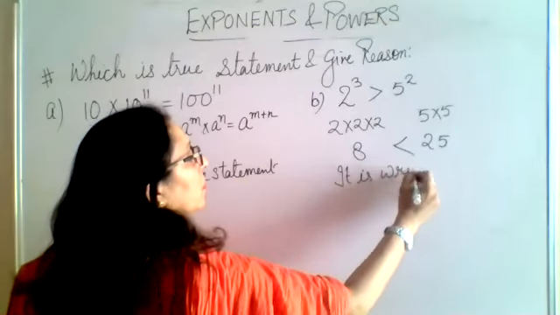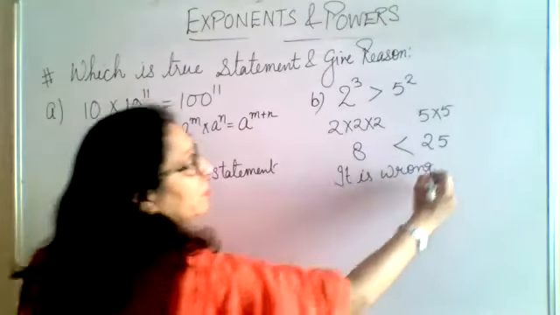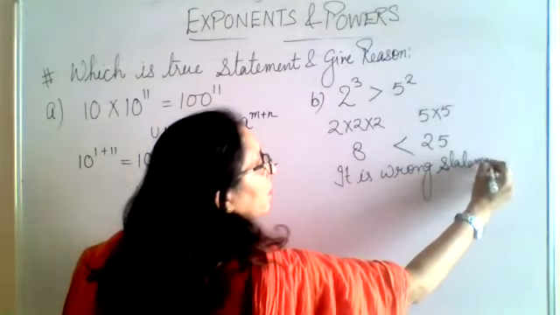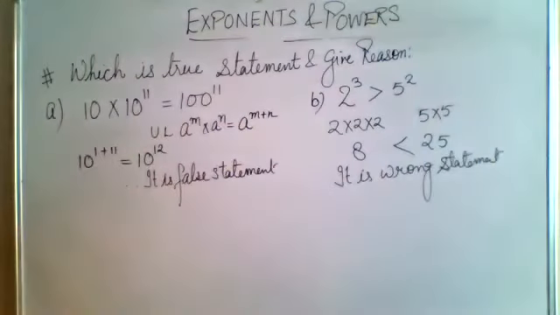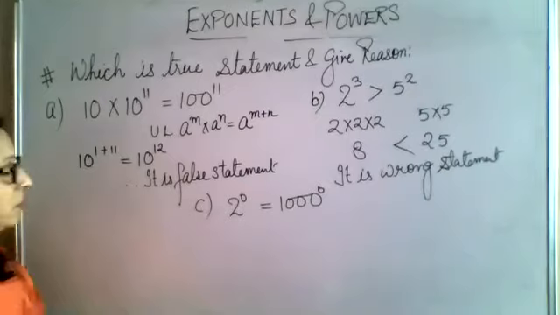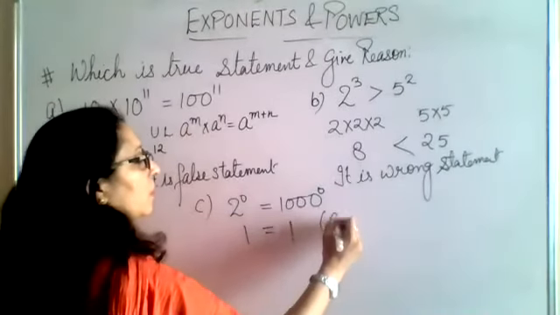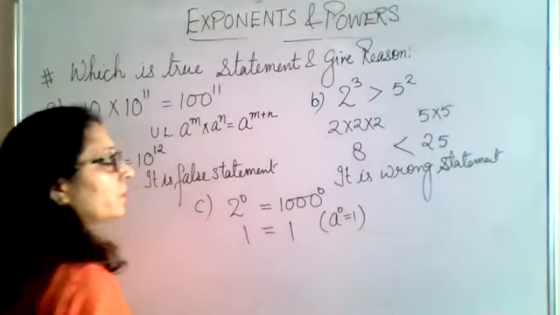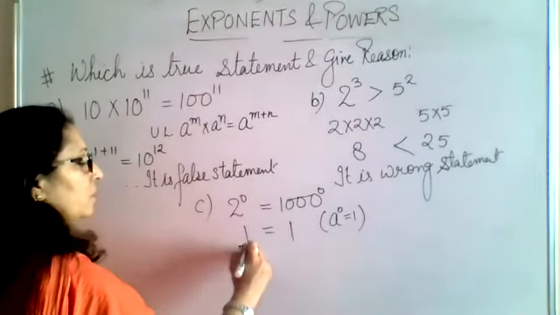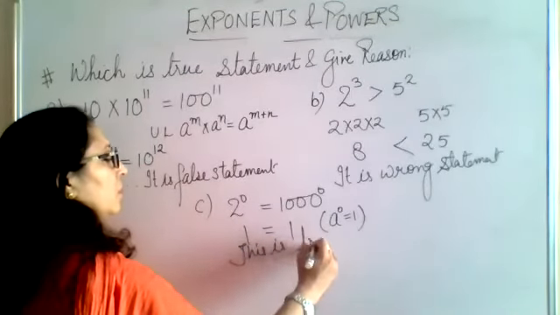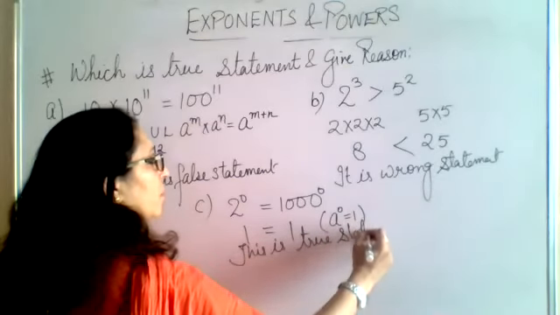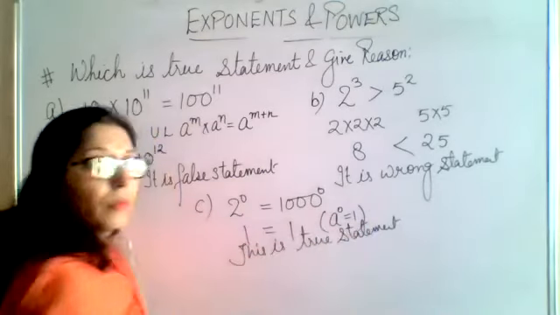It is a wrong statement. Let's see the next part: 2 raised to power 0, 1000 raised to power 0. And you know, if any number has power 0, it will be 1. So yes, it is. Because any base with power 0, its value is 1. This statement is true. This is a true statement.